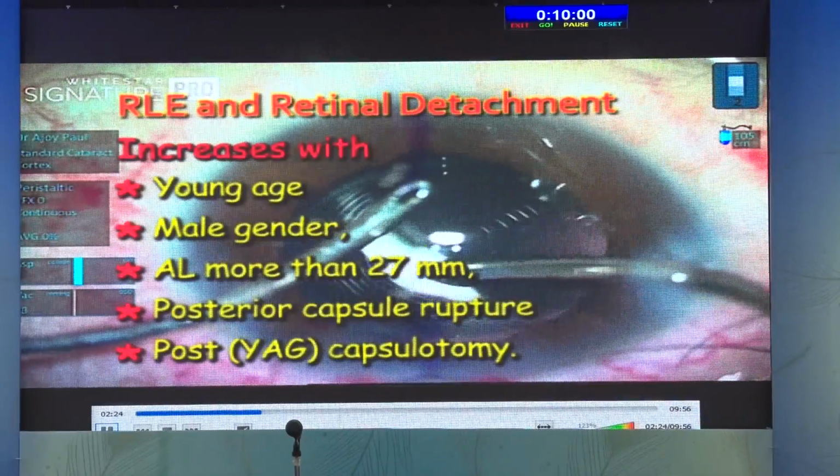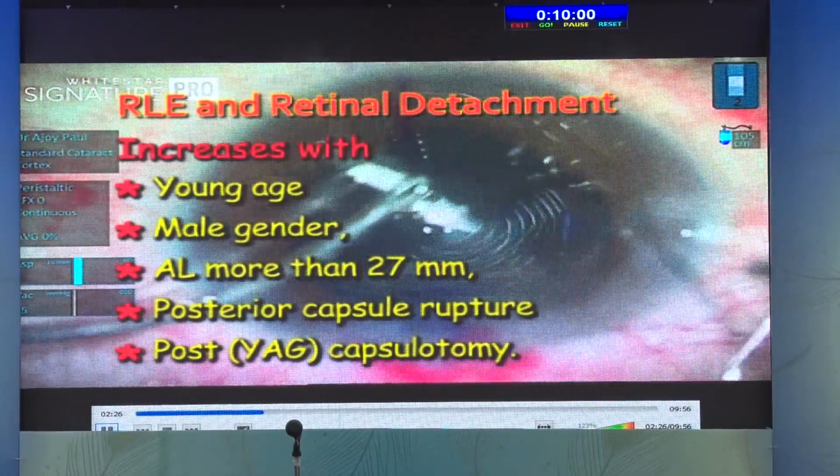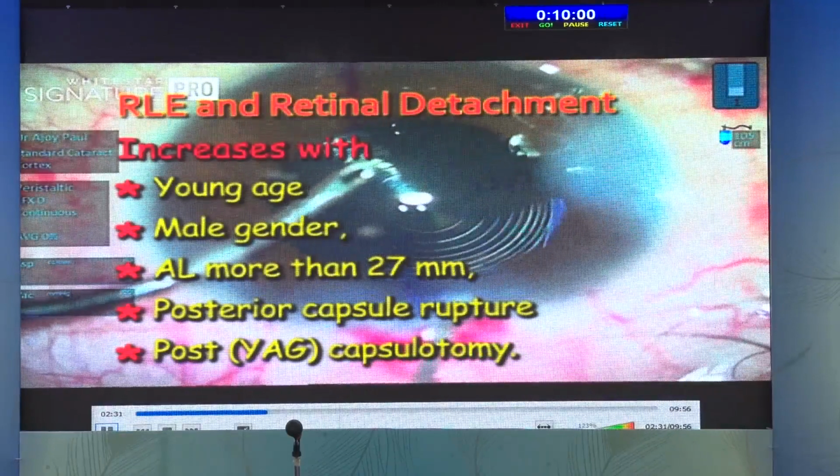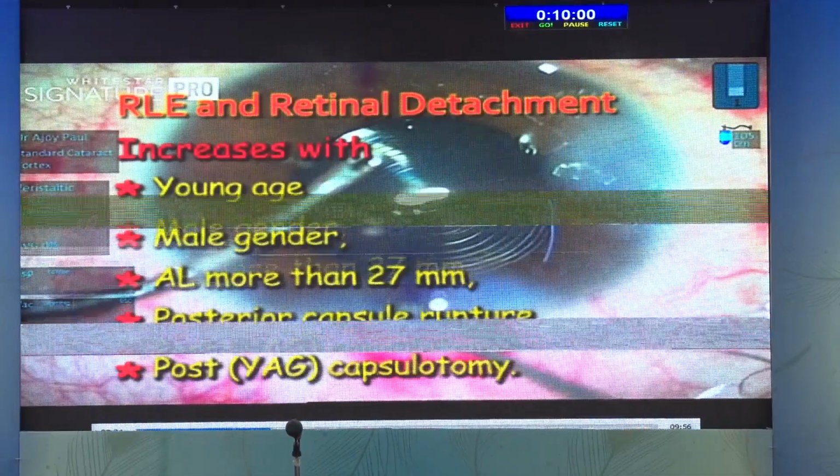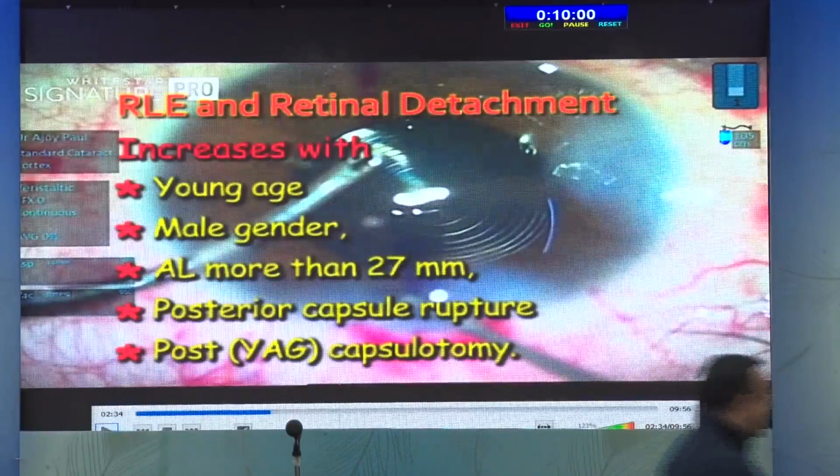So there is an increased risk of RD with younger age, male patients, axial length more than 27 millimeter, presence of PCR, and having a YAG capsulotomy to be done immediately after surgery. So again, PCR is something you can never predict.